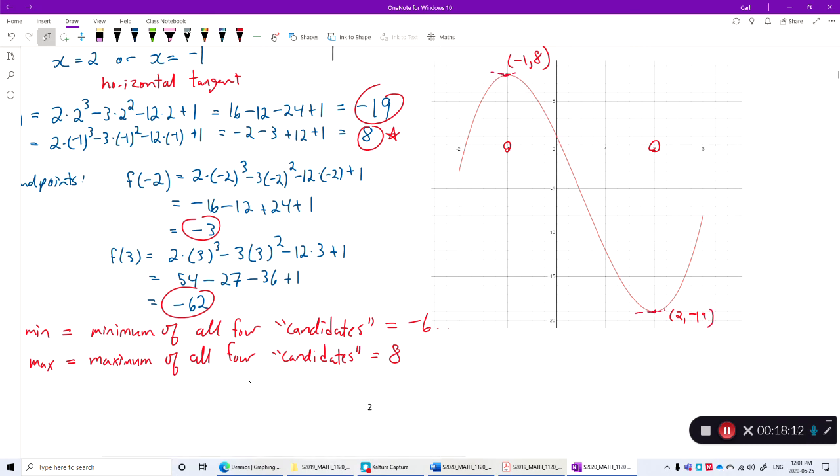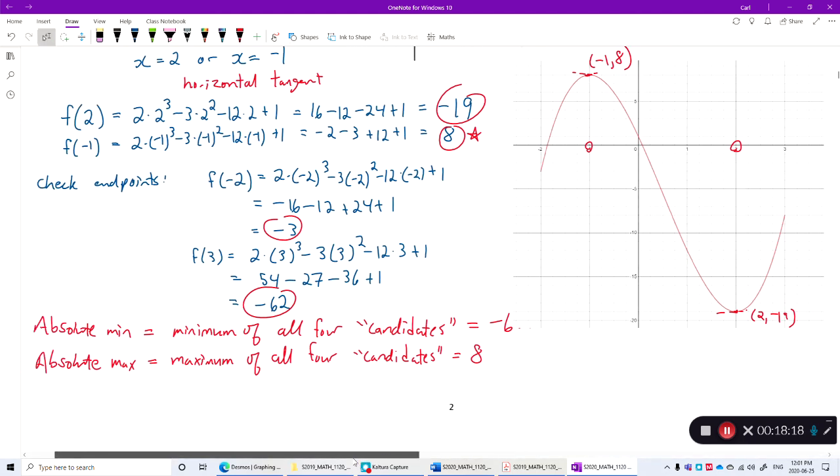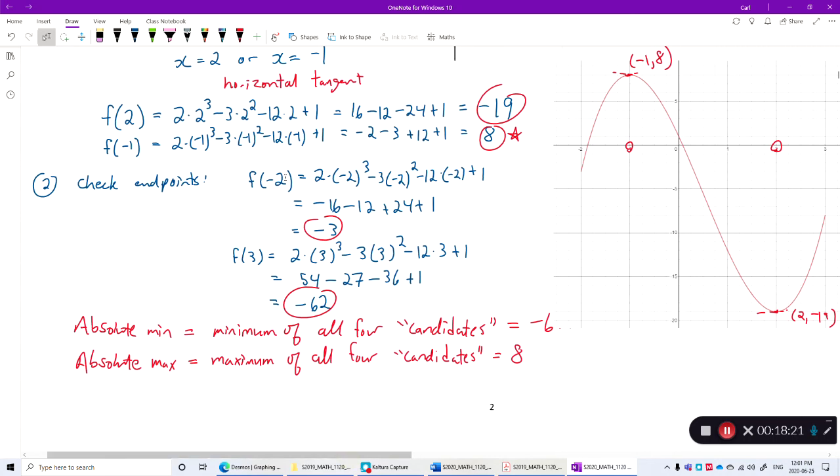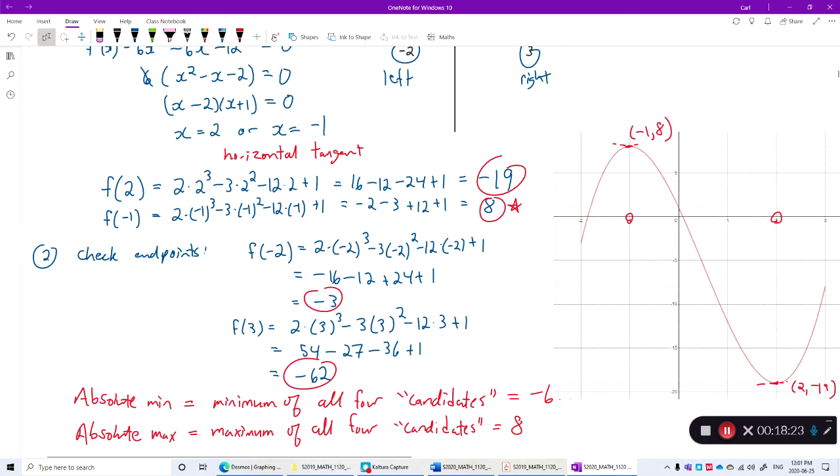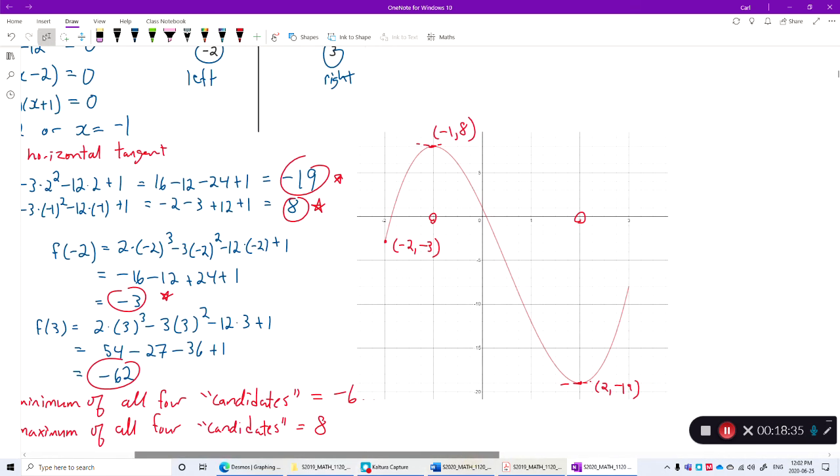Now my endpoints, looks like I haven't quite got it right. What happened there? Let's see. So at negative 2, what happens? That one's right. Minus 2 comma negative 3. But this guy, something's not quite right. That should be 3 comma negative 8, right?